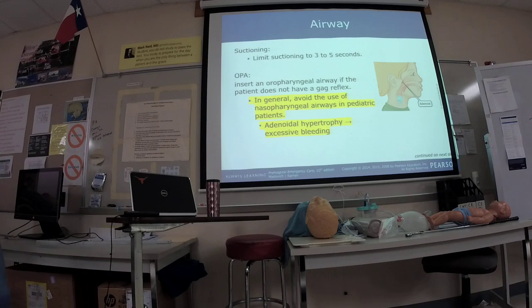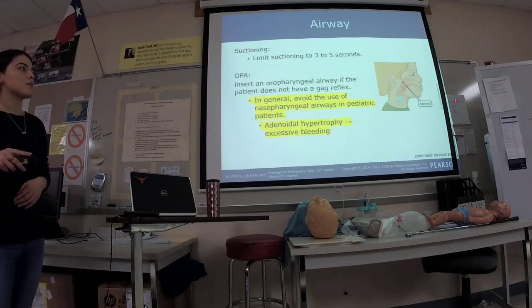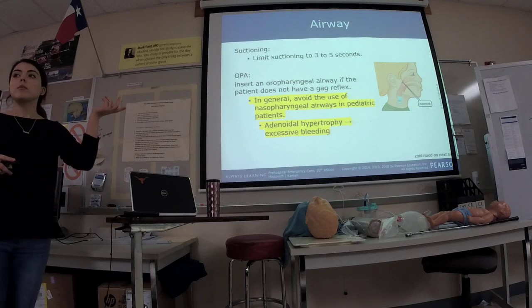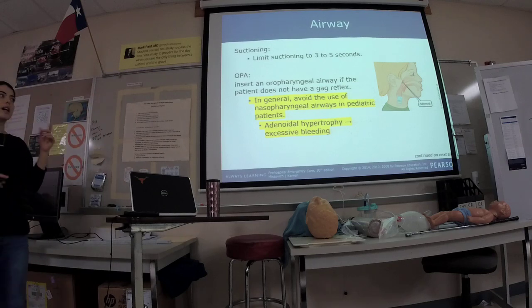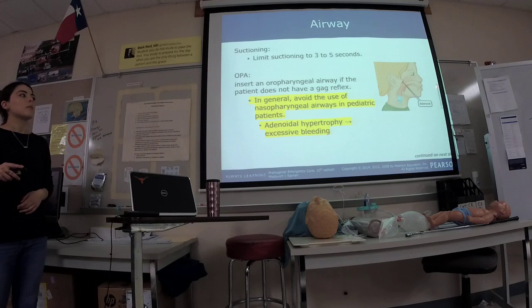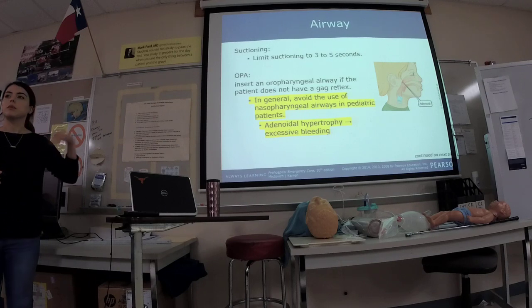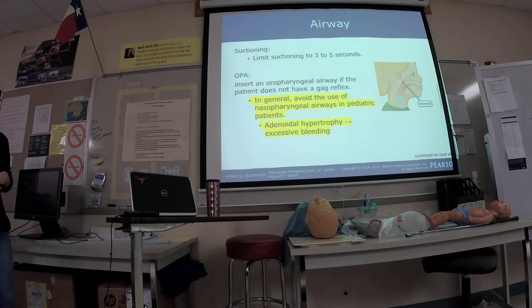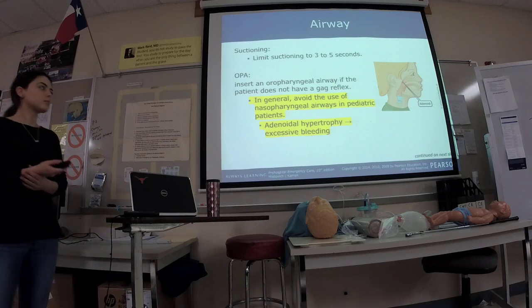So what I was talking about before, we want to stick to an OPA as much as possible because most children have adenoids, and I actually had this problem when I was a child. Mine were inflamed, and so I had to get mine removed. But if you use an NPA, you can irritate this, and it can cause bleeding. So if possible, use OPA.